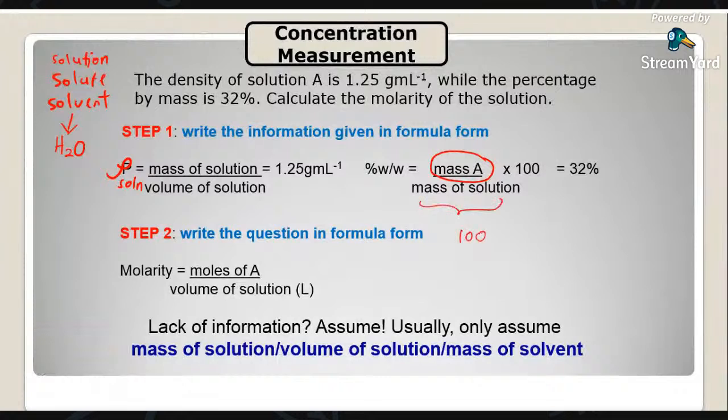And whatever you assume, you have to write. So mass of solution is 100 gram. So we can cancel with this 100, and you can get mass of A is 32 gram.